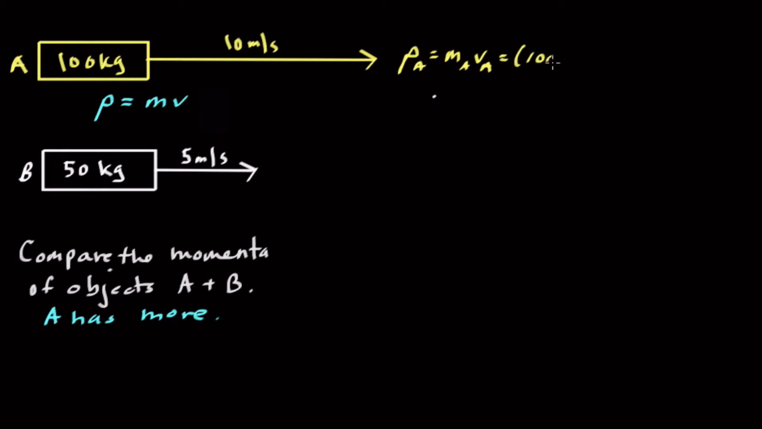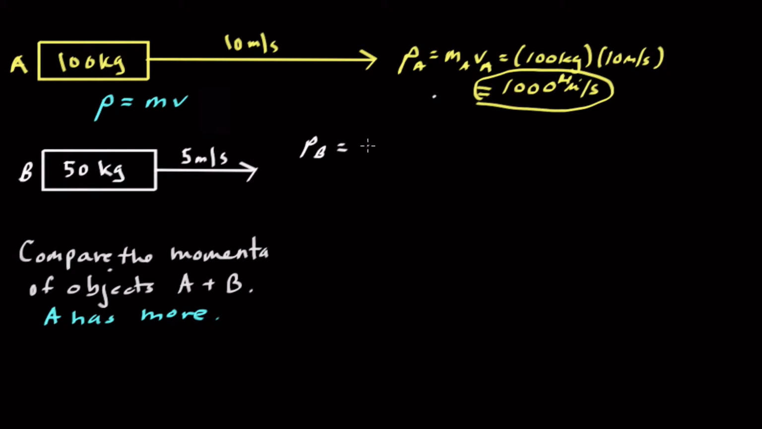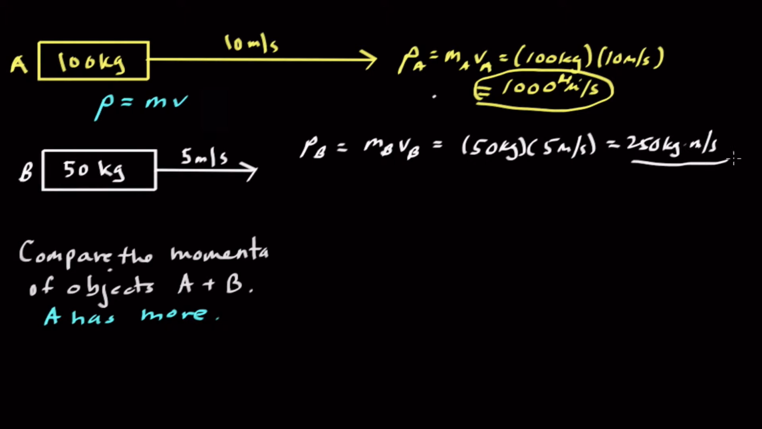100 kilograms is the mass of A, right? That's given. The velocity of A is 10 meters per second, also given. I multiply them, and I get 1,000 kilogram meters per second. And then I could go over here. I can calculate the momentum of B, which is going to be the mass of B times the velocity of B. Both given, 50 kilograms multiplied by 5 meters per second is 250 kilogram meters per second. Hopefully you don't even need a calculator to do that.